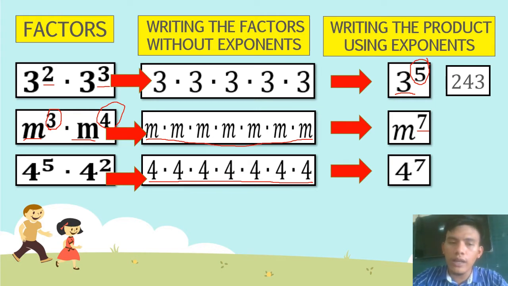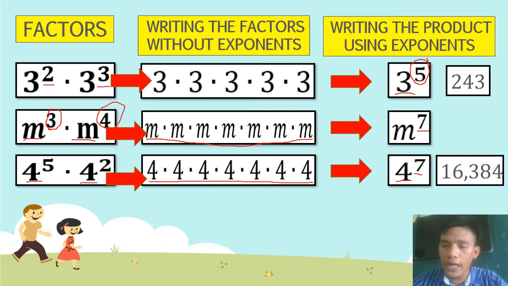If we use the law of exponents, they have the same base, as you can see, 4 and 4 here. It means that you will add all the exponents, 5 and 2. 5 plus 2, that's why the exponent is 7. 4 raised to 7. When you simplify 4 raised to the exponent 7, that will be 16,384.